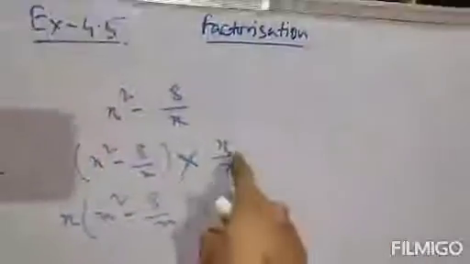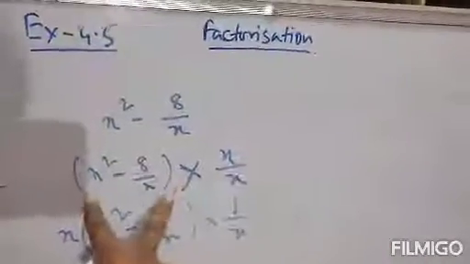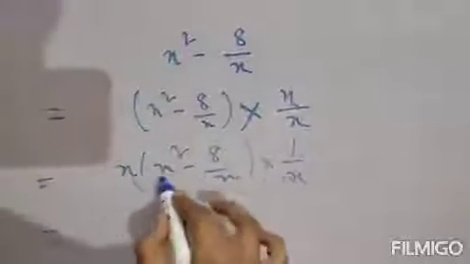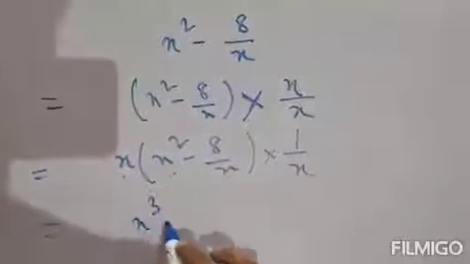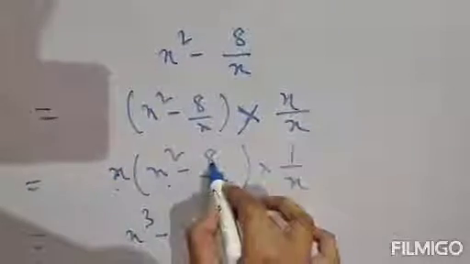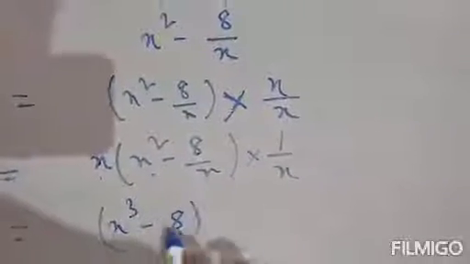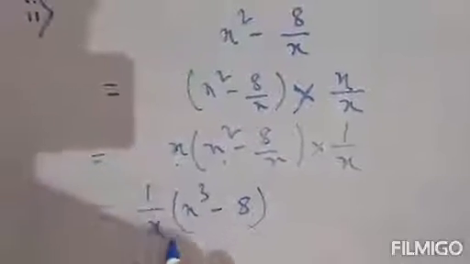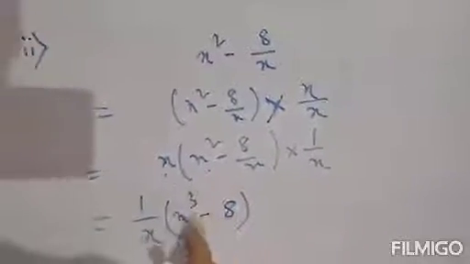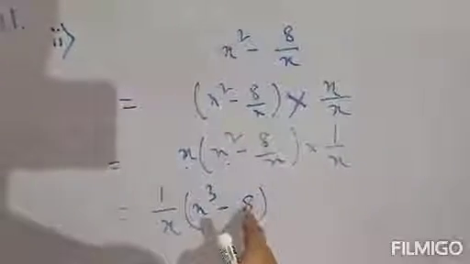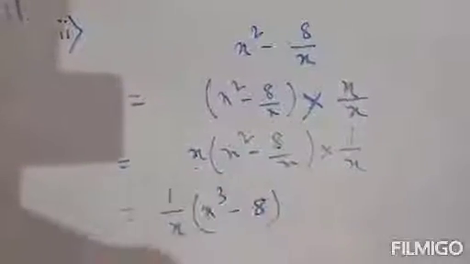Clear? We have taken 1x and multiplied with this, and the remaining is 1 by x. So just multiply x into x square, that is x to the power 3. When you multiply x into 8 by x, this x will cancel, and here will be only 8, and this 1 by x will be like this. Clear? When you multiply x into x square, it will be x to the power 3, and multiply x into 8 by x, x will cancel and will be minus 8, and 1 by x will be like this.